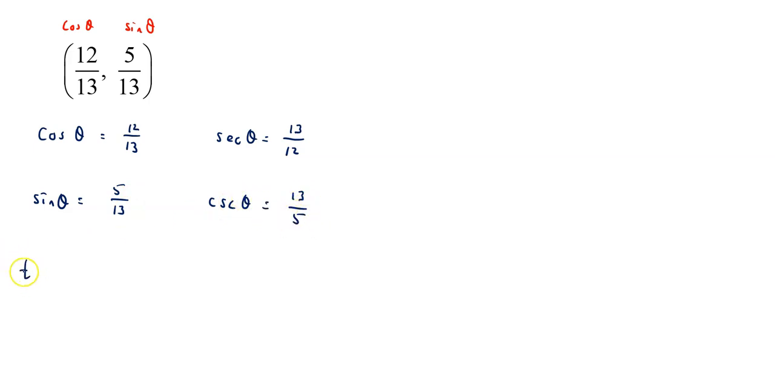Now, tan of theta is take sine and divide it by cosine. So take 5 over 13 divided by 12 over 13. But look, if we hit the top and bottom with a 13, right, multiplying by 13 over 13 is the same as multiplying by 1, we get 5 over 12. And if the tangent is 5 over 12, then the cotan is 12 over 5. So those points are also on the unit circle, right? 12 over 13, 5 over 13. They have a radius of 1.